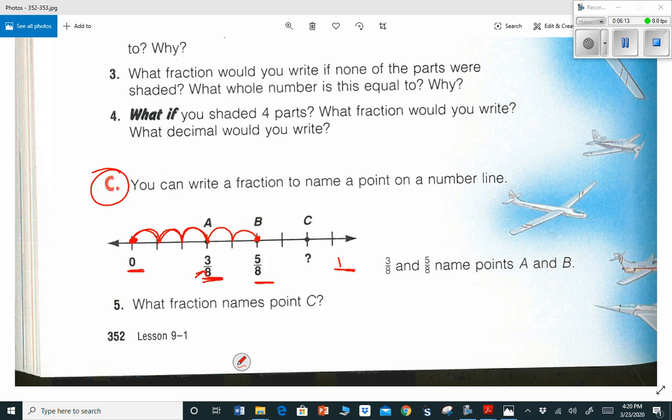So the next question is, what fraction goes with point C? Again, start at 0. 1, 2, 3, 4, 5, 6, 7 jumps to get there. The numerator is going to be 7, and the denominator for all of them is 8, because there are 8 total jumps to get from 0 to 1. It has been divided into 8 equal parts.